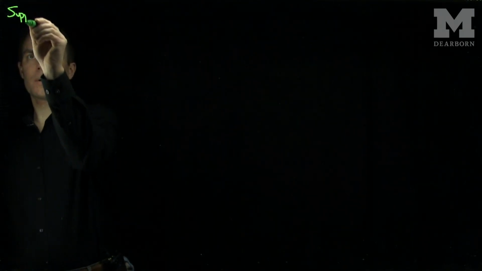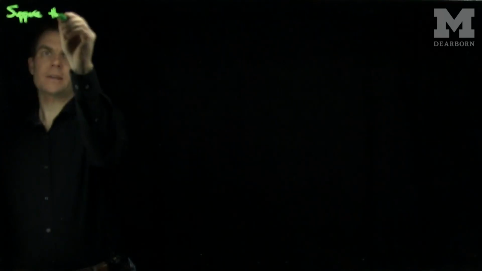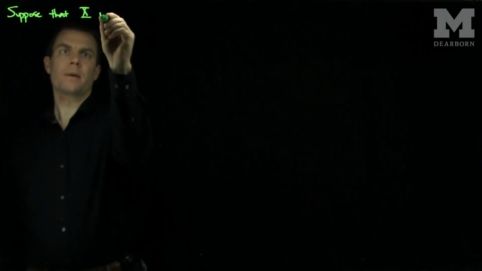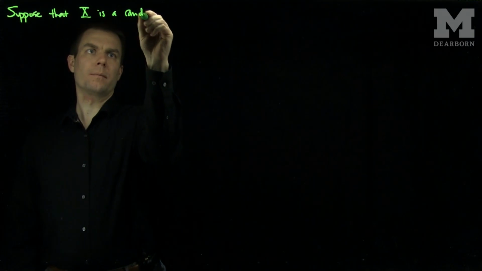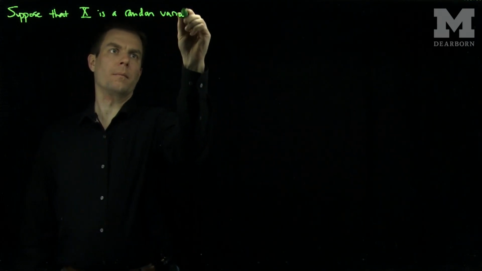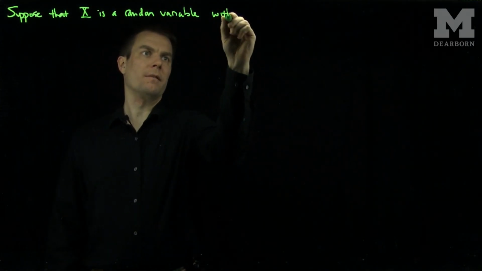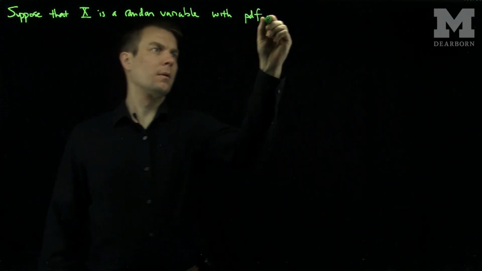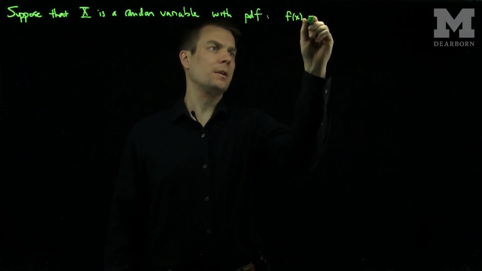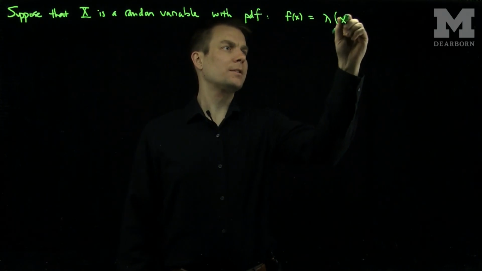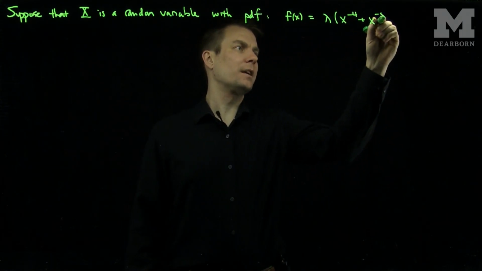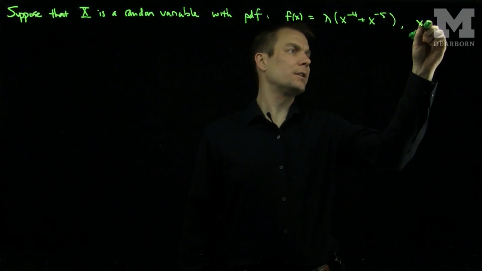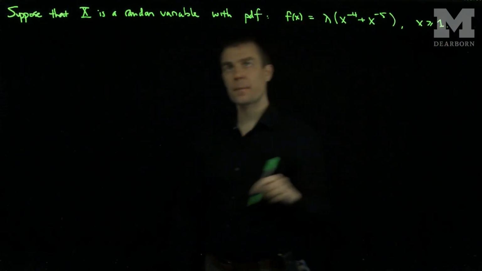Hello students, in this video we'll see an example of finding the coefficient of variation of a random variable. Let's suppose that X is a random variable with PDF f of x is lambda times (x to the negative 4 plus x to the negative 5) if x is bigger than or equal to 1.